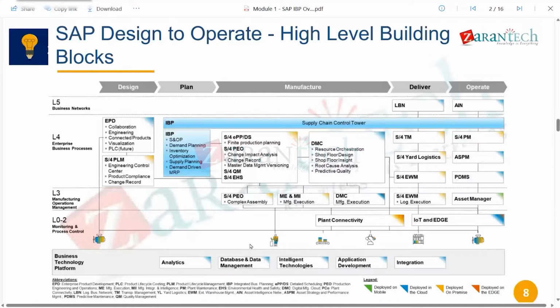The next one is basically IBP for SNOP, the one which is reflected in blue color. This functionality is a very common functionality which can be useful for any industry. Planning is required for any manufacturing industry, and planning to a certain extent can also be required by a service industry, because the service industry also has their customers.